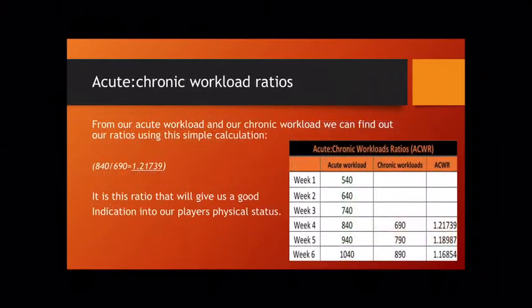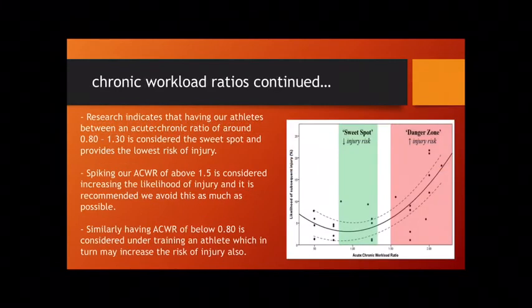So if we look back at our previous data, we can see that our acute chronic workload ratio for week 4 was 1.2, and then week 5 was 1.1, and week 6 was 1.16. Okay, so if you take that 1.2 and go to our graph on your right hand side, we see that 1.2 is still in that sweet spot, and we're still reducing the risk of injury.